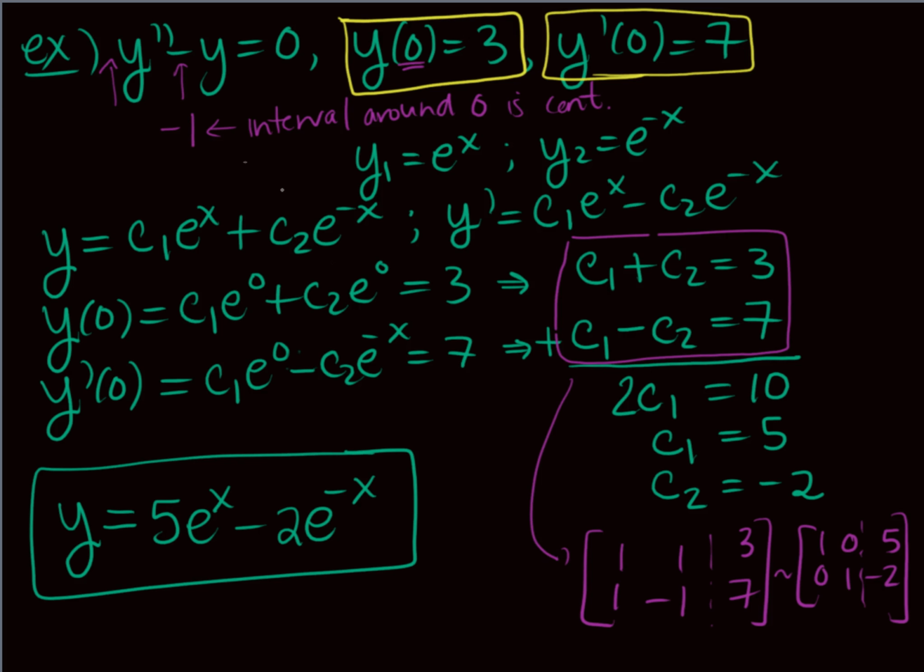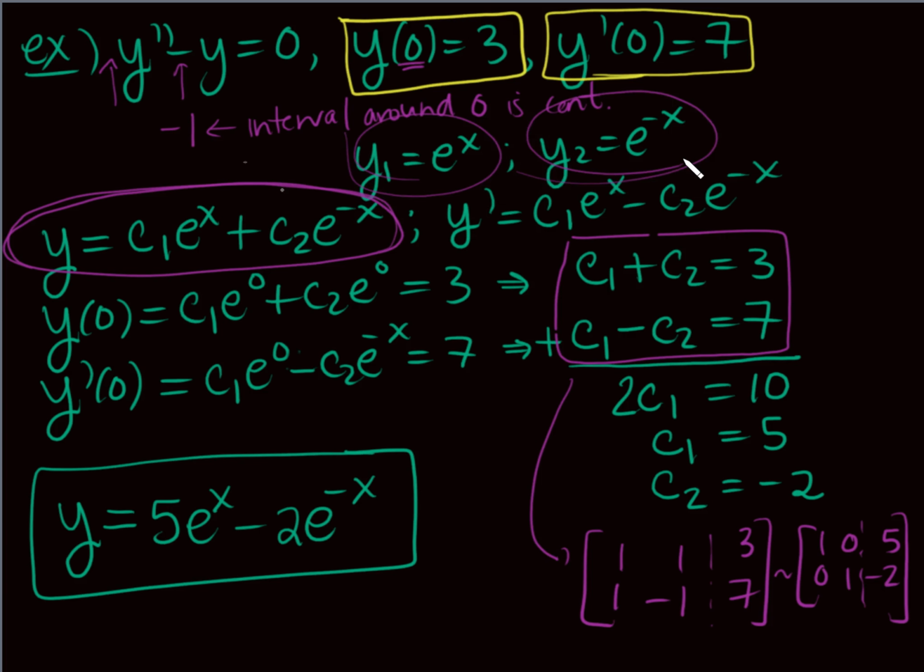When I look back here, can I really call this guy my general solution? Meaning, does this really encompass all the possible solutions, or could I find 2 other ones like this that I would be able to put in there and it still work? The interesting thing is we're going to see that this really is the general solution. It gives us all of the possible solutions.